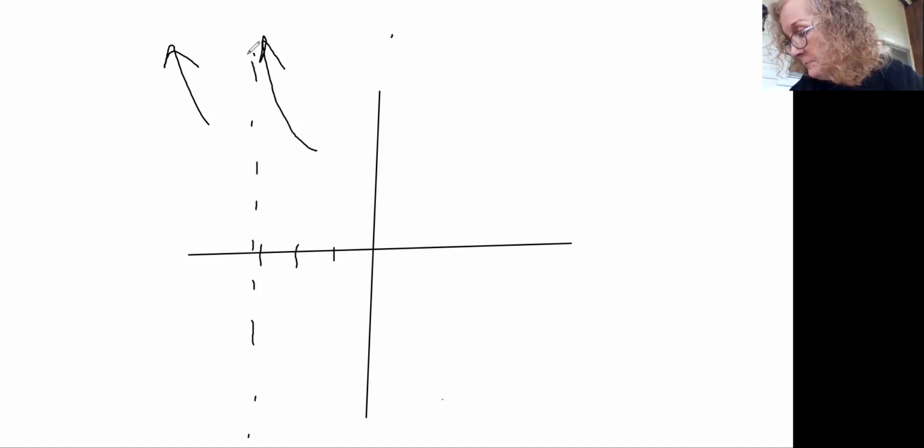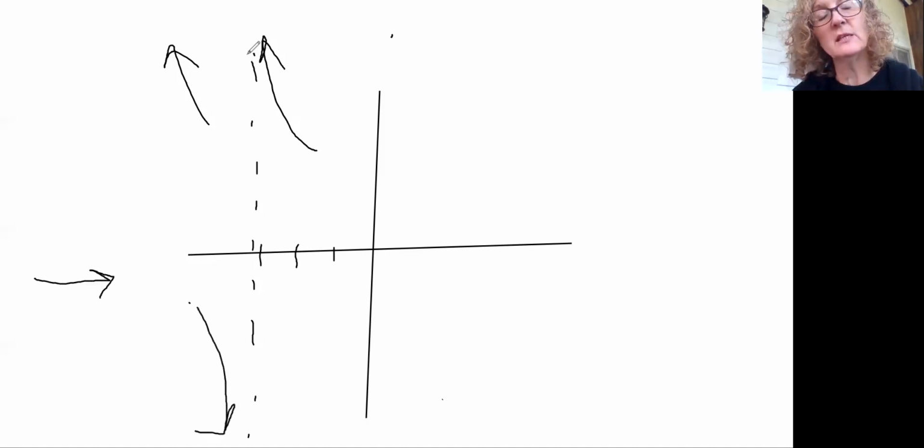Part C, the limit of f of x as x approaches -3 from the left is -infinity. So as x is getting closer and closer to -3 from this side, the graph is approaching -infinity. So I know it has to do something like this.